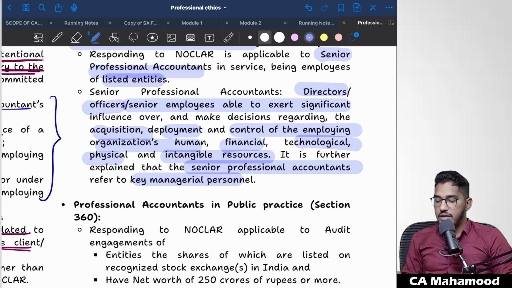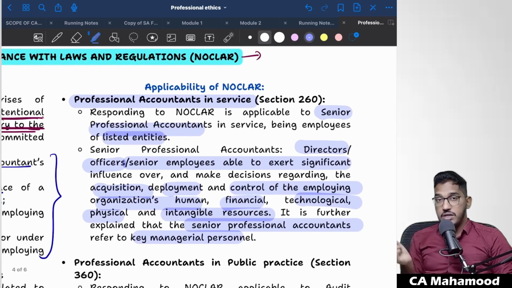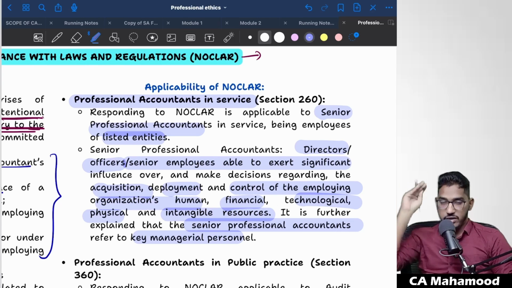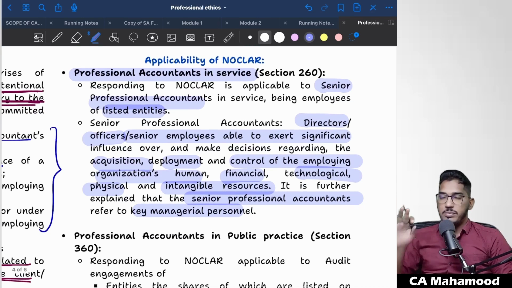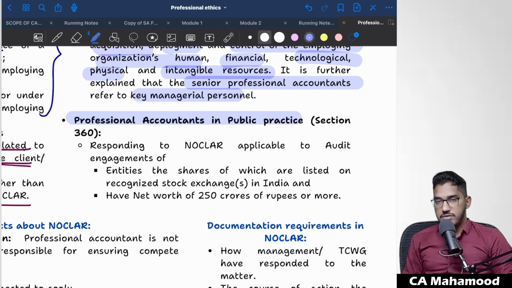Clear? Able to understand? So NOCLAR related rules and regulations will be applicable to the professional accountant in service who are employed in the listed entities and who are in the senior professional accountant position. Sir, who will fall under senior professional accountant? Basically key managerial persons. Sir, what about professional accountants in practice?